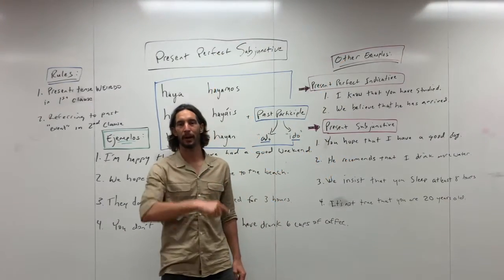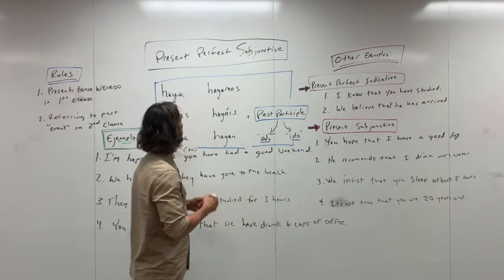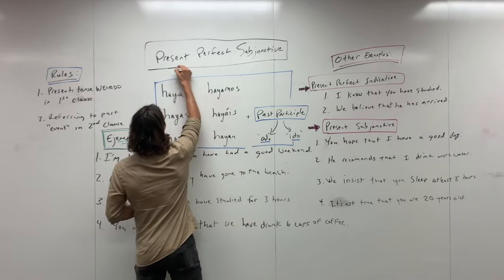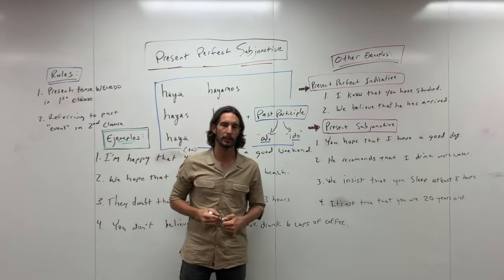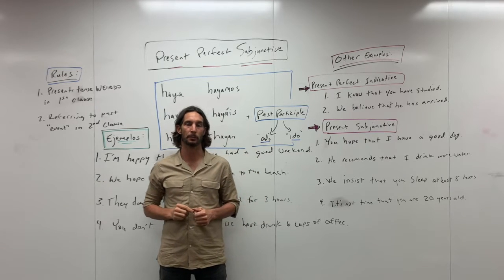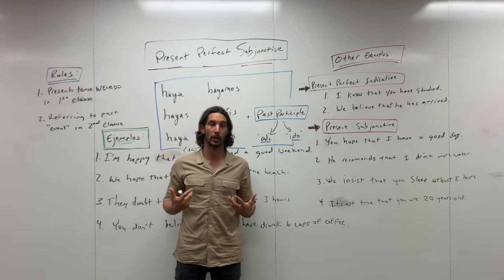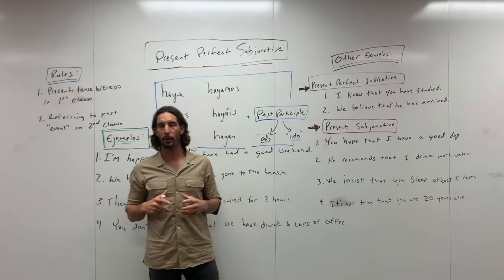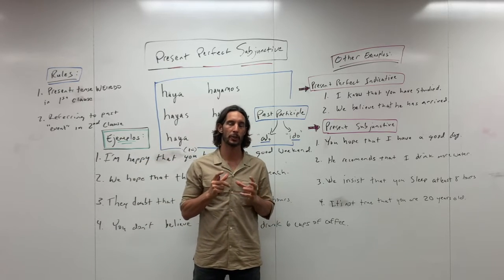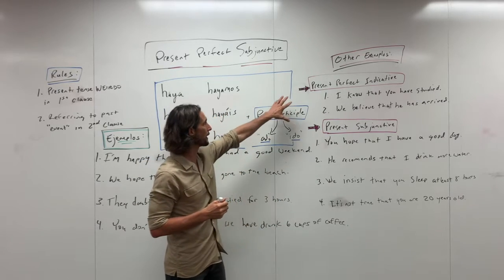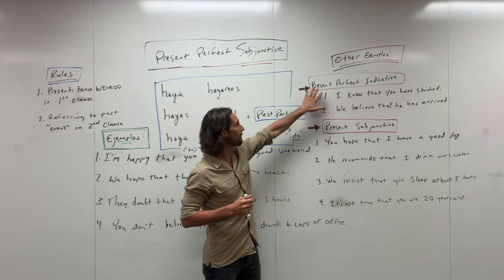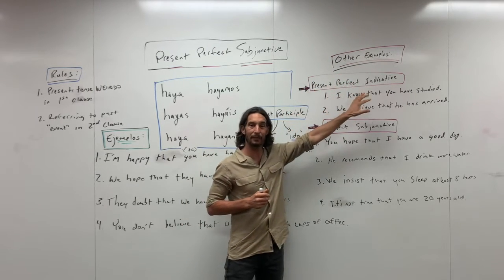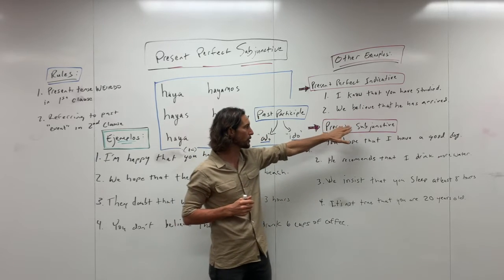What's going on, everybody? Today, what I want to work on is present perfect subjunctive. And we're going to do a few things in terms of the present perfect subjunctive. Obviously, we're going to talk about what it is, but I want to try to situate it within some other grammar. And as you can see here, under other examples, which we'll get to, I have the present perfect indicative, and then I also here have the present subjunctive.